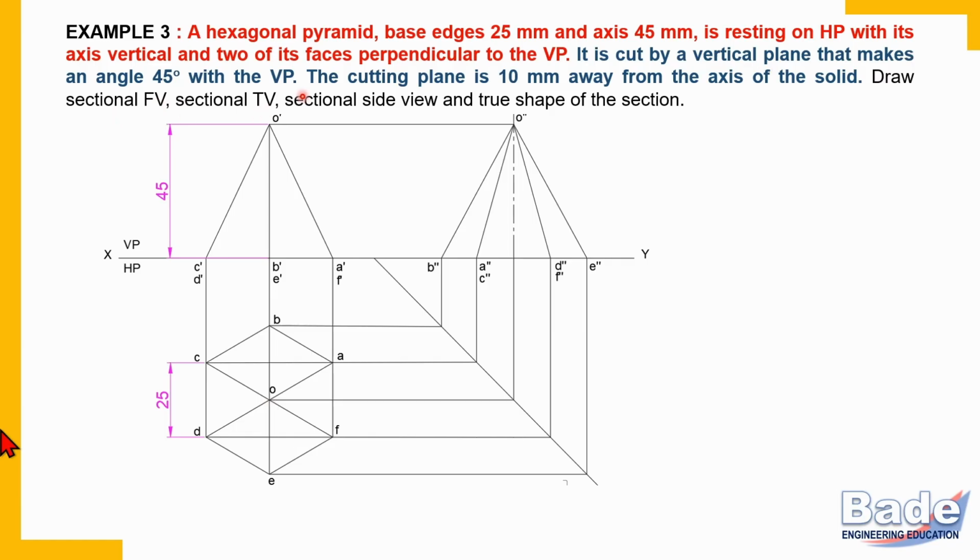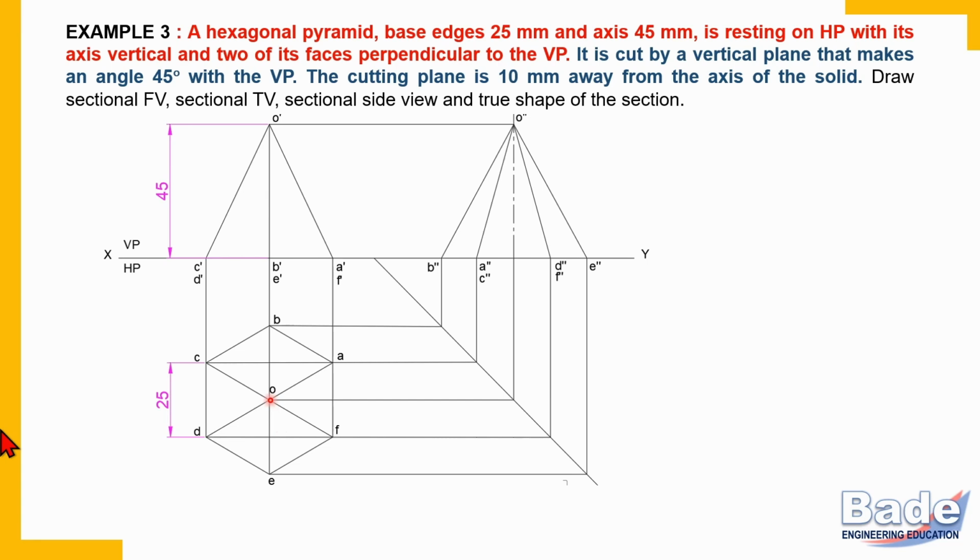It makes 45 degrees with VP. The top view gives details with respect to VP, so the cutting plane line should be at an angle of 45 degrees. And it is 10 millimeters away from the axis. Now try to understand. In the top view, the apex is this point and the axis is also this point, because the axis is vertical, it appears as a point in the top view. So check where the axis is in the top view. So point O is the axis in the top view.